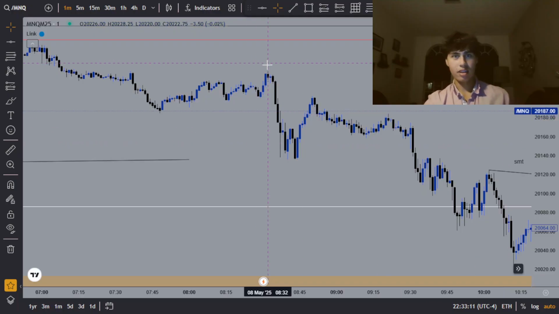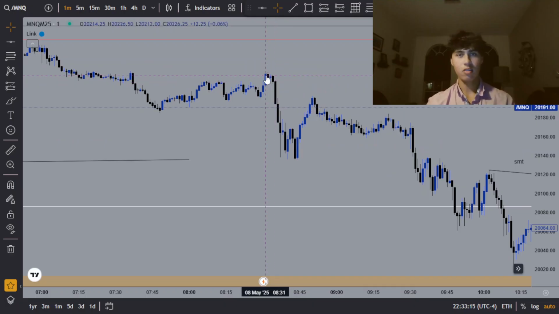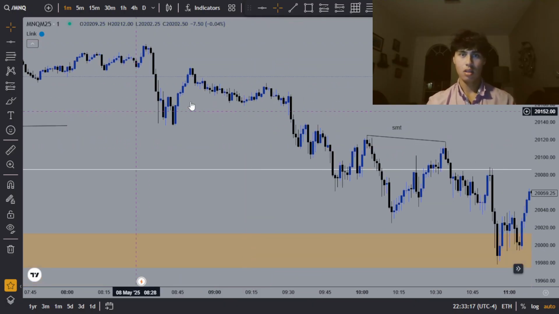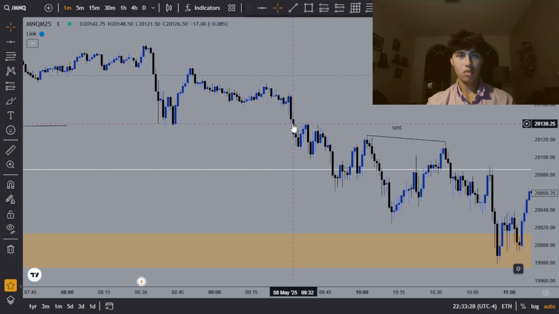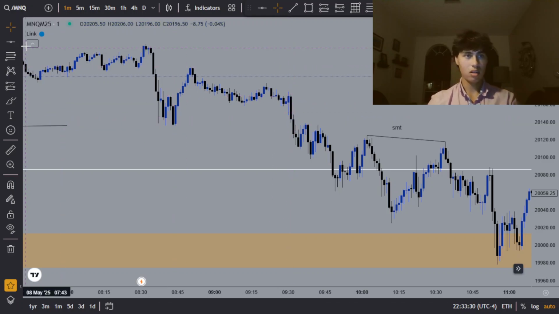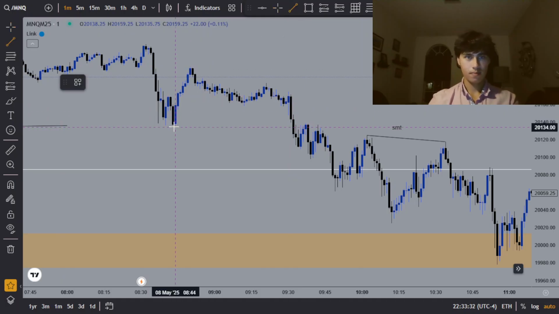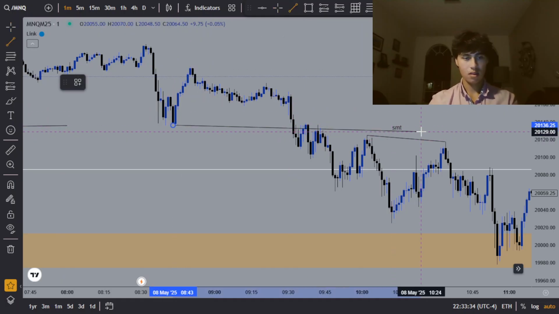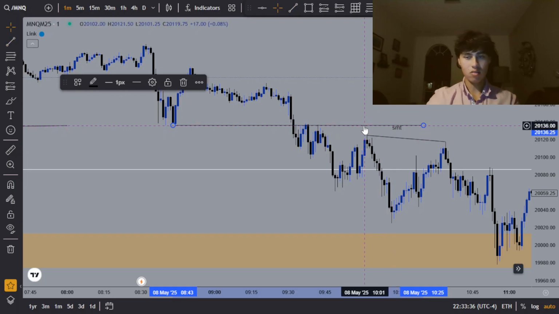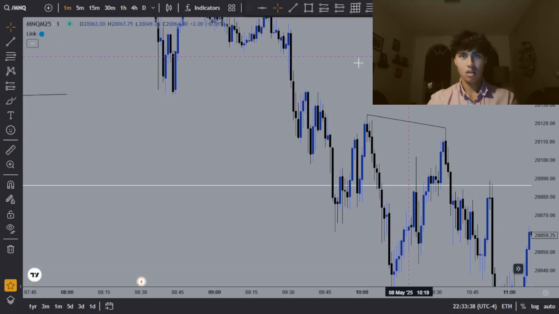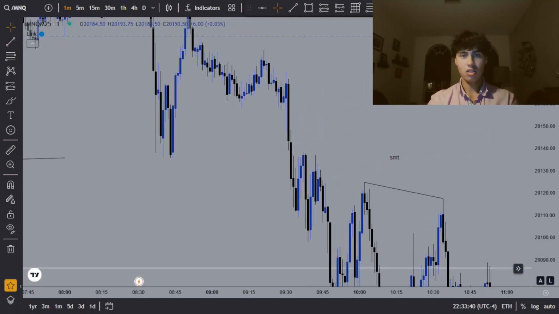Over here, 8:30 news drops. We dump, stay in this range for a little bit, dump again. Or no, this is market open right here. Market opens here, I was up around here. At market open, we sweep this internal range of liquidity, and you can see we sweep it.